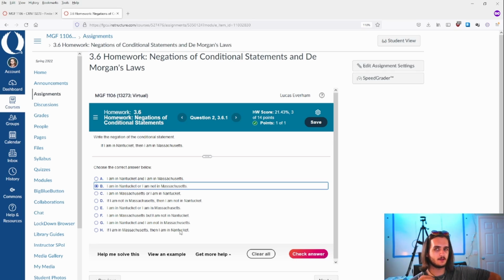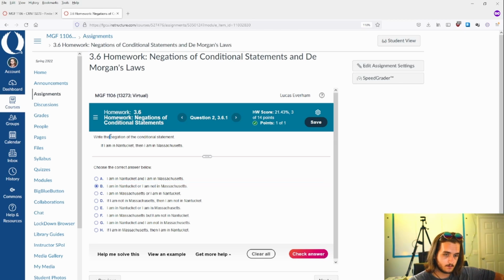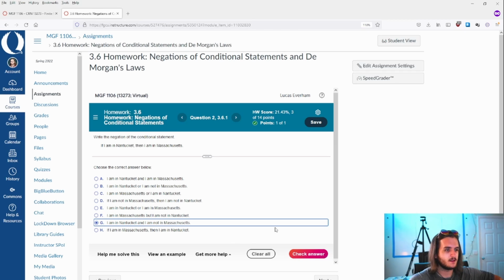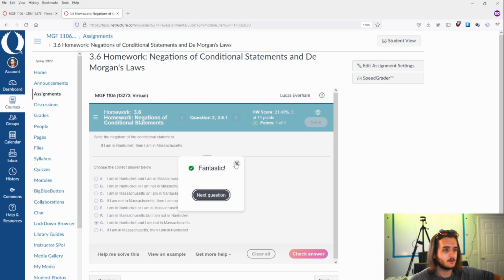So if we have that the statement if P then Q is equivalent to not P or Q, then if we need the negation, we want to negate not P, so we want P to stay the same because we're double negativing it. Then using De Morgan's laws, when we flip or, that becomes and, and Q gets negated. So if we want the negation of the conditional, then what we want is P and not Q. So we need to be in Nantucket and not be in Massachusetts. Which is a little silly because that is where Nantucket is. But that's the idea there.